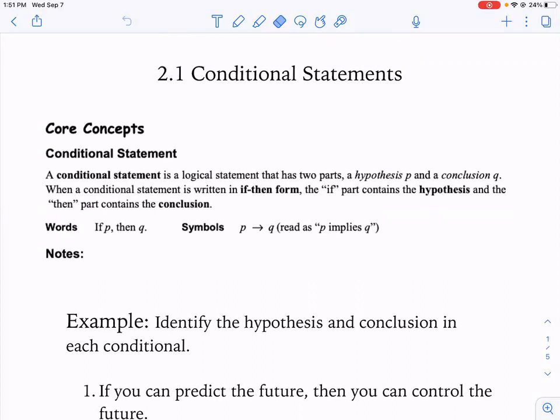Right. Okay, we are gonna start chapter 2, and chapter 2 is all about logic and proofs. If you can't hear me, that's a problem. Chapter 2 is all about logic and proofs. Okay. Yes, Jonah.